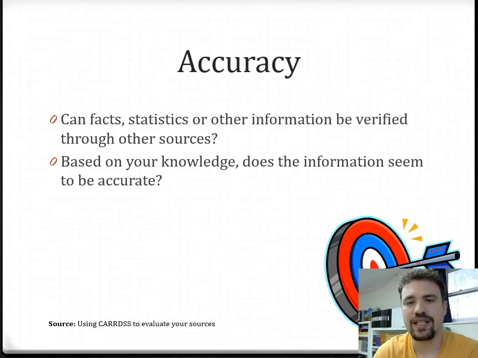Accuracy. Does the information generally seem accurate? Can facts, statistics, and other information be verified through other sources? Is this the only person claiming this thing, or are there other sources out there that support that? Also, if they are the only person claiming this particular thing, are other aspects of their information supported by other sources? Because people do sometimes have original ideas. And so if their idea is original, can that original idea be supported with other information in their writing that is supported by other sources?